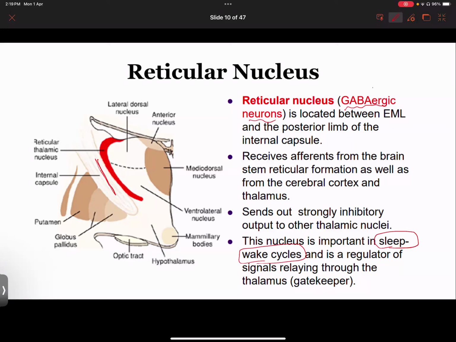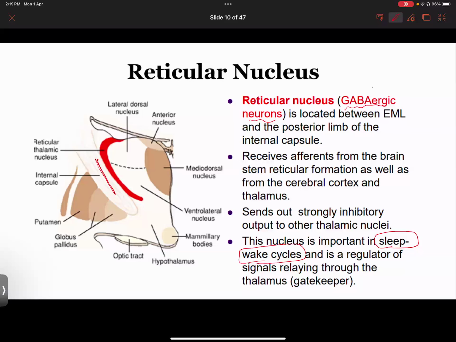The reticular nucleus is the gatekeeper of the thalamus. It has GABA releasing neurons. It's important in sleep and wake cycles. Okay. It receives afferents from the brainstem, reticular formation, cerebral cortex, and pons. So it receives from everywhere. And then it releases inhibitory output to other thalamic nuclei. So it's kind of like the big boss, tamam? Basically, it keeps everything in the thalamus under control, tamam?